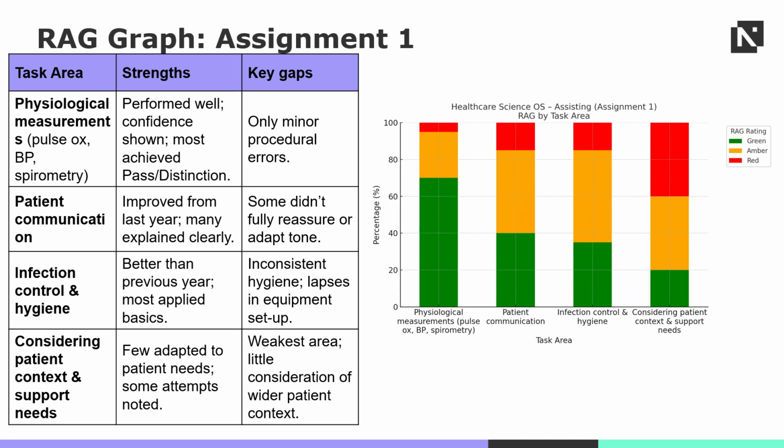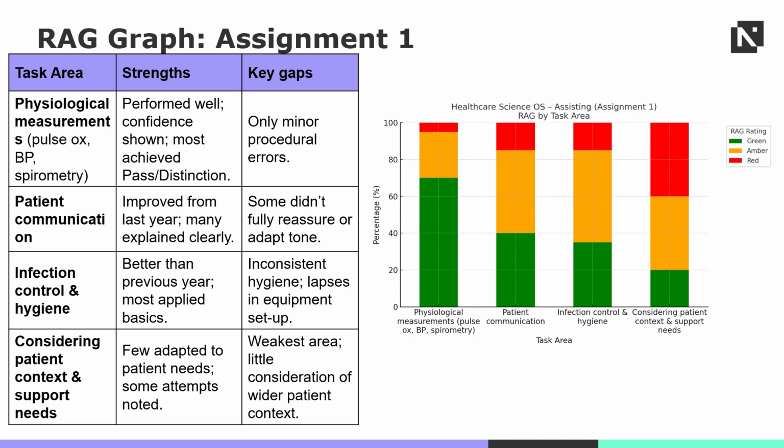So Assignment 1 requires students to carry out pulse oximetry, blood pressure and spirometry tests. The overall picture is positive. Most students performed the test competently, showing confidence and familiarity with procedures. Minor mistakes were rare and almost everyone achieved at least a pass, with a higher proportion reaching distinction level than in previous series. Communication and infection control have improved compared with last year.